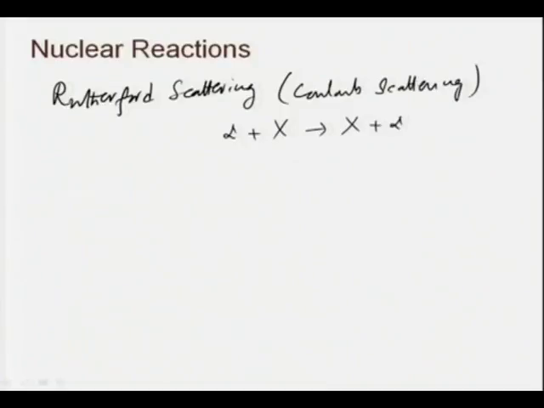There is no change in the nucleus or any such thing. So, this is one type of reaction that you can think of. What happens is that you send alpha particles to the target nucleus. If you send it head on, exactly along the line joining the alpha particle and the target nucleus, then this alpha particle will go and then come back in the same direction.